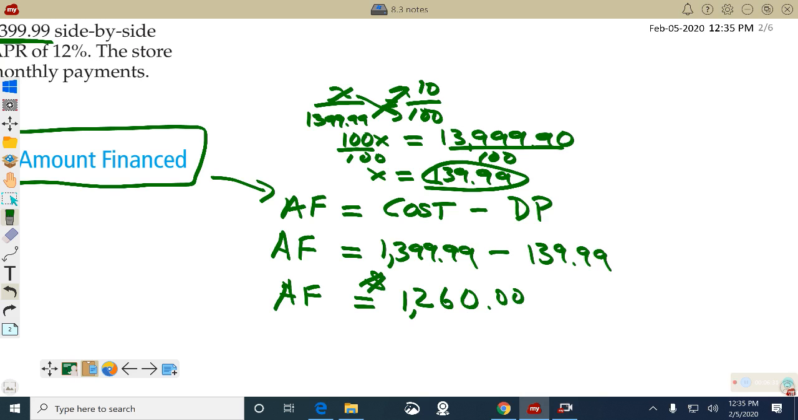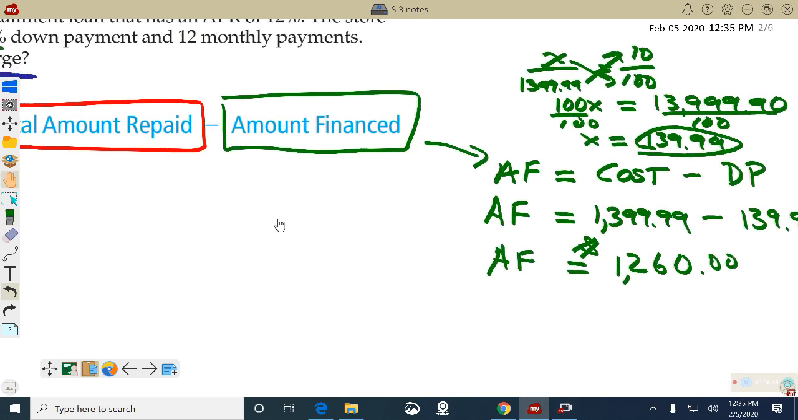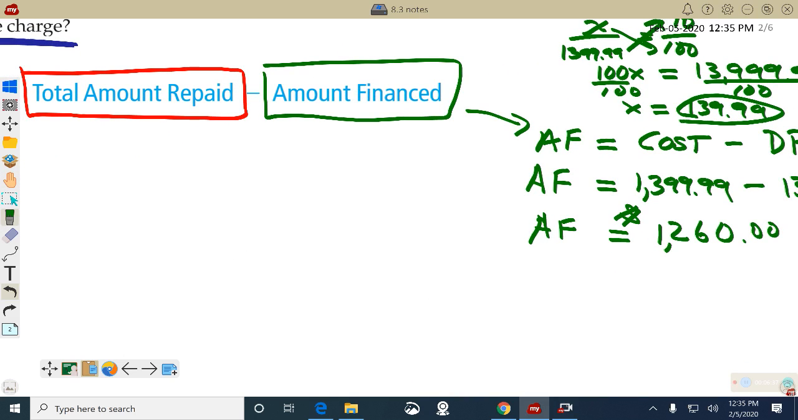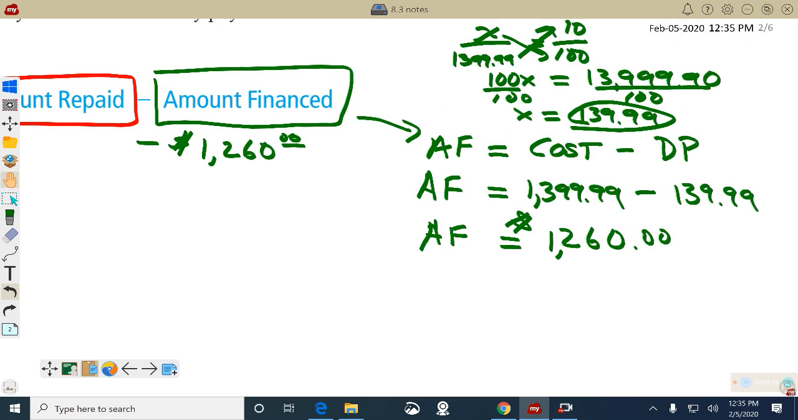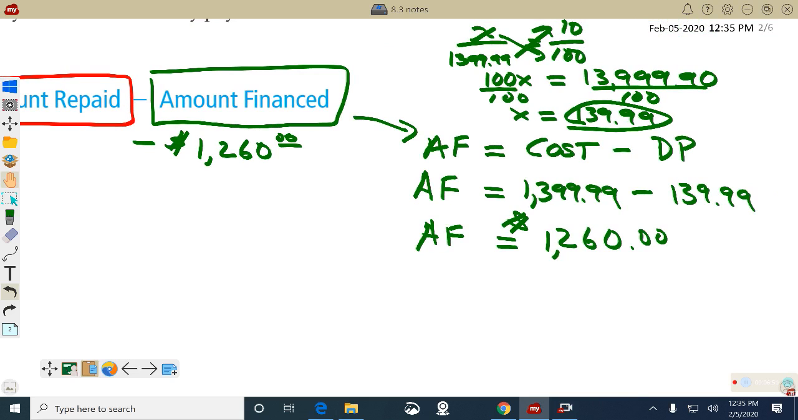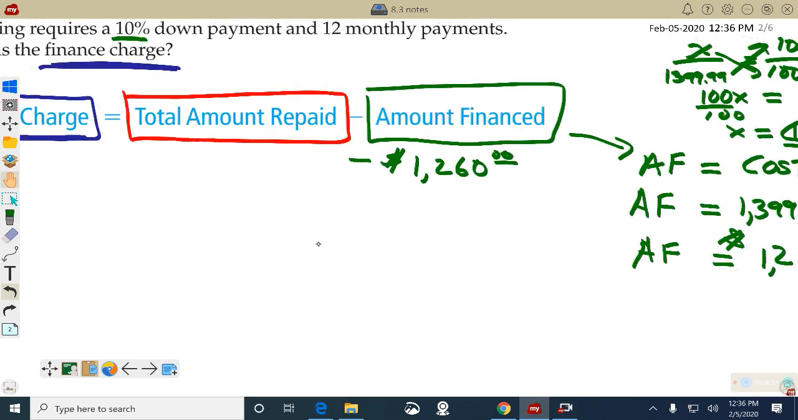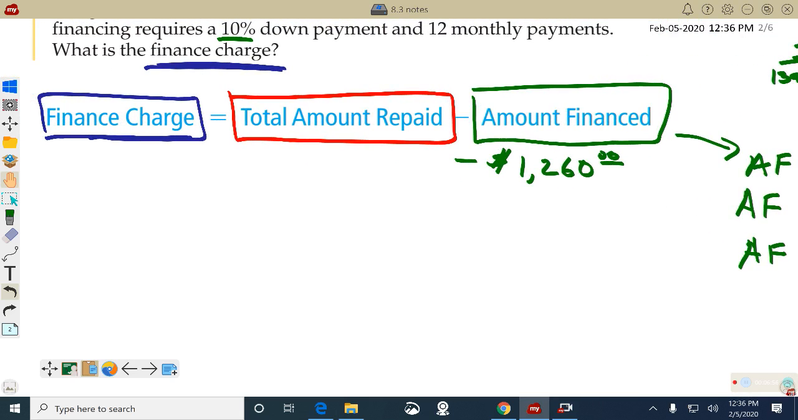There's the amount financed. So notice, ladies and gentlemen, I know 1260 is going to go right here. And I'm going to subtract that from the total amount repaid. That's going to take some work. I'm going to put that on all in red right now, but go ahead and copy this down. Put your seatbelt on now. Let's find the total amount repaid.